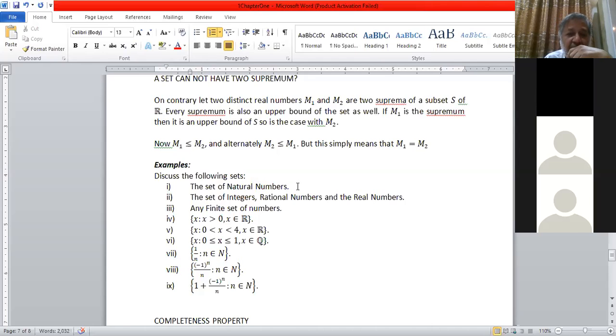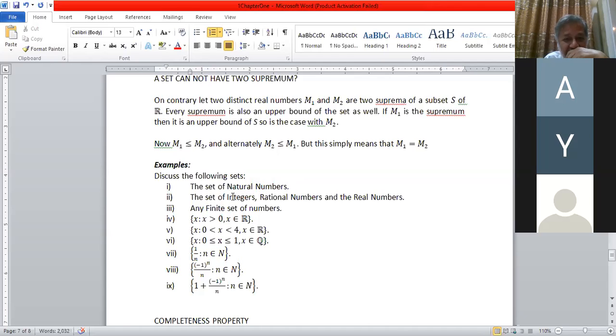So is it bounded below? Yes, it starts at 1. So 1 is the greatest lower bound, and any number less than 1 is a lower bound. What about integers? You said it is an infinite set. Is the set of integers bounded above? No. Bounded below? No. So the set of integers is unbounded.